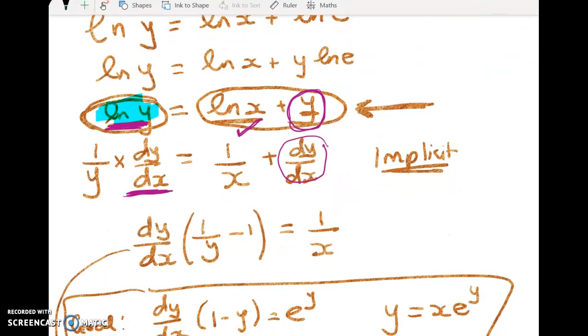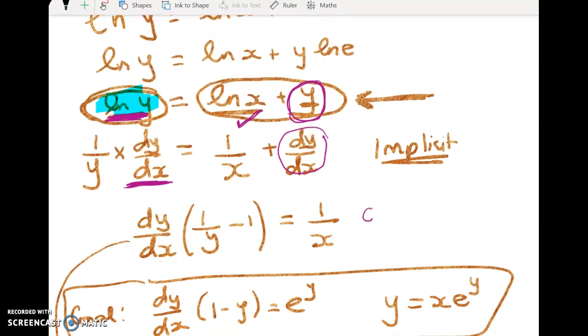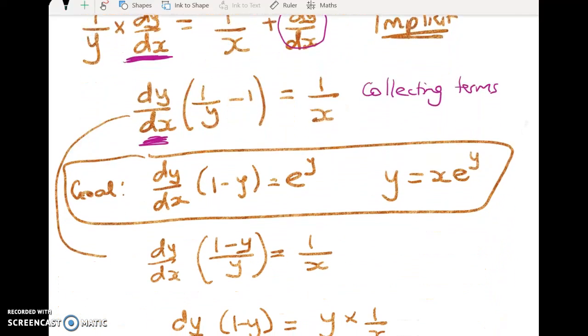The bit after that was just some algebra. So here I was collecting up terms, getting all the terms with dy by dx in. And then I looked at where I needed to go, and I started to manipulate. So this step was getting a common denominator.